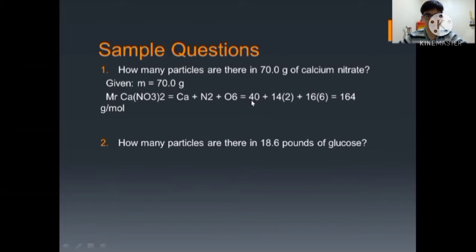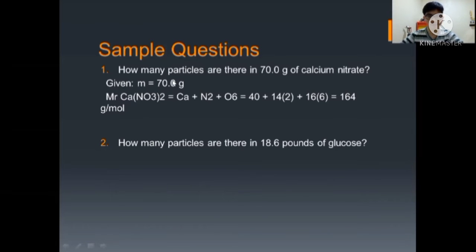The molar mass of calcium is 40, plus the molar mass of nitrogen, which is 14 times 2, since there are 2 nitrogens, plus 16 times 6, because there are 6 oxygen atoms. We calculate all this on the calculator, and the result will be 164 gram per mole, which is the unit of molar mass.